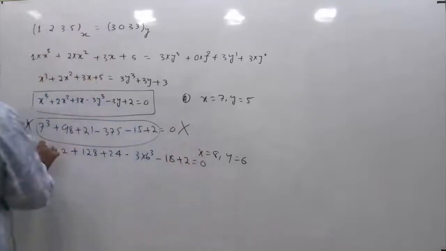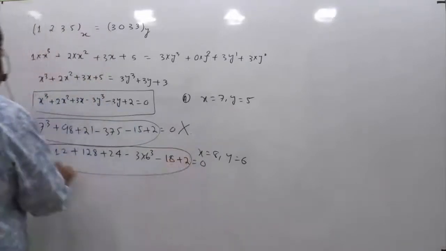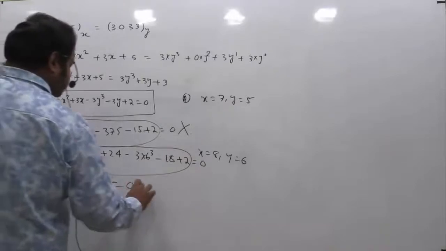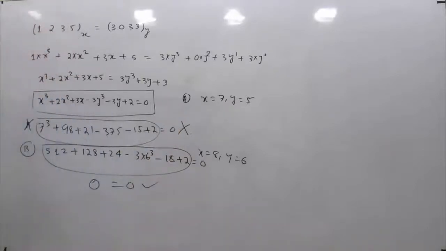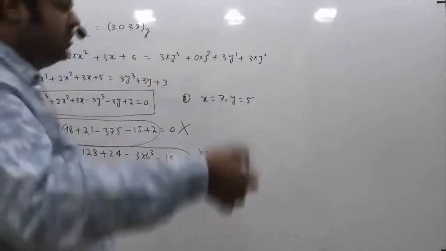So you can check it out. You simplify this and see this is coming as 0. So 0 equals 0. So this will be the right answer. Similarly, we have two more options. So you have to go in sequence, right?